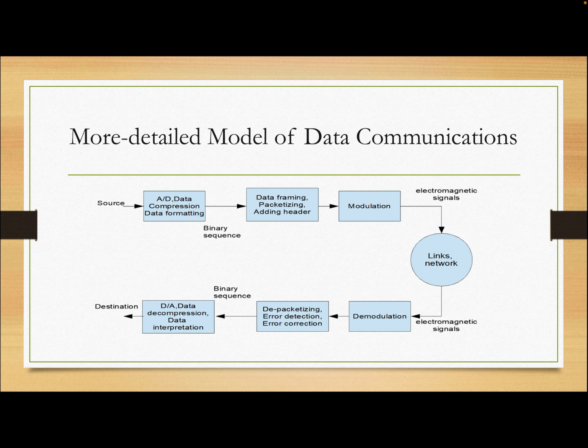Now let's look at the more detailed models of the data communication systems. You have a source. Suppose the source is my voice. It may be an analog signal like this, a time domain analog signal. Then you have A to D, which is an analog to digital converter. This one we will talk about in detail later on.